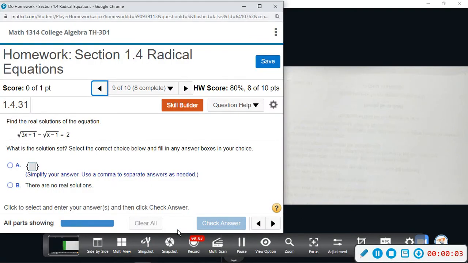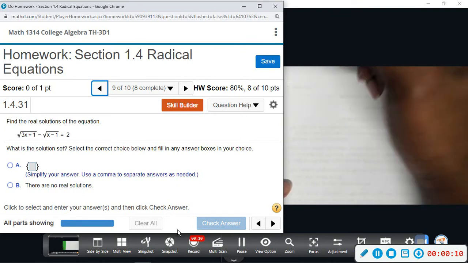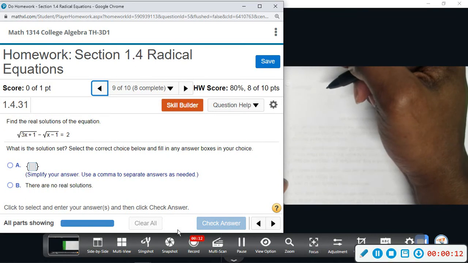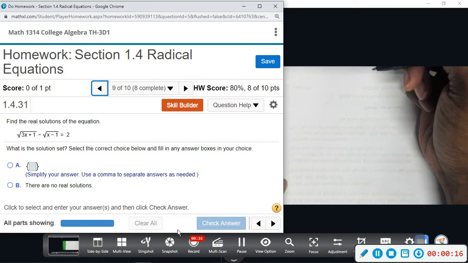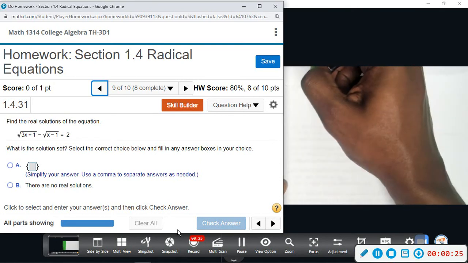Number 9. Okay, so this is going to be a lengthy problem. I want to just kind of give you a little warning. Whenever you see a problem like this with two radical expressions, try to isolate them. Put 1 on one side of the equal sign and 1 on the other.